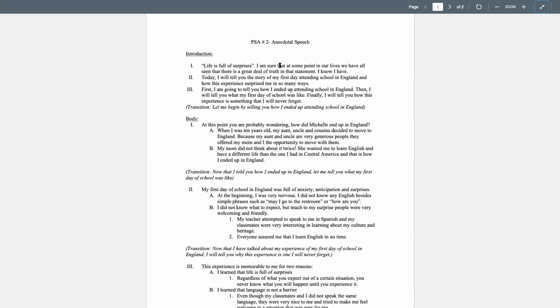I did end up going to school in England from 6th to 7th grade. I do have family that lives over there, so it's an anecdotal experience on my part, and it demonstrates what I learned. As you can see in the introduction, I have a clear attention grabber. I have a quote, "Life is full of surprises," right? And then I interpret the quote in my attention grabber. Then it is followed by what I'm going to talk about today. So my specific purpose today: I will tell you a story of me attending school in England and what I learned. Boom, excellent specific purpose.